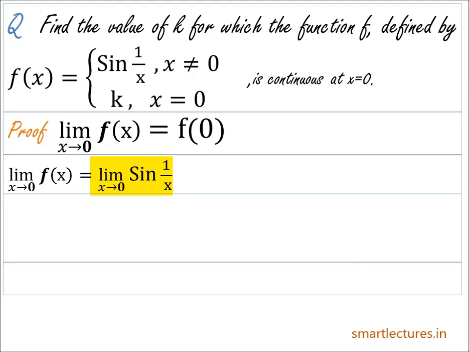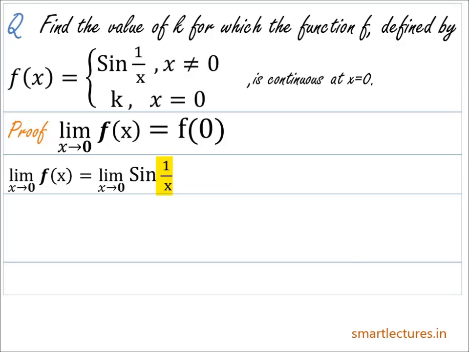And now when x approaches 0, what will be the value of 1 upon x? When x approaches 0, then in the numerator we have 1 and in the denominator we have a very small number close to 0. So 1 divided by a very small number will be equal to a very large number, or you can say it will be equal to infinity. So when limit x approaches 0, sine of 1 upon x will be a very large number or infinity.